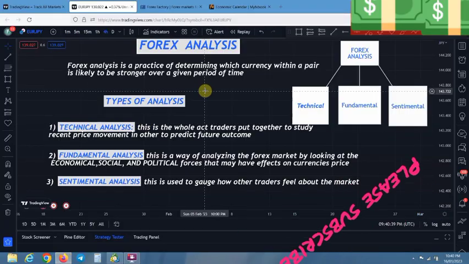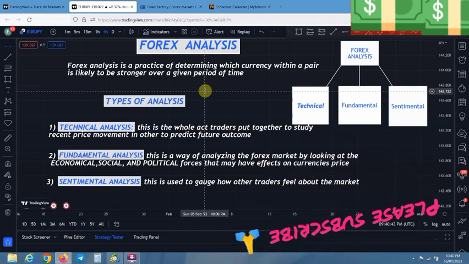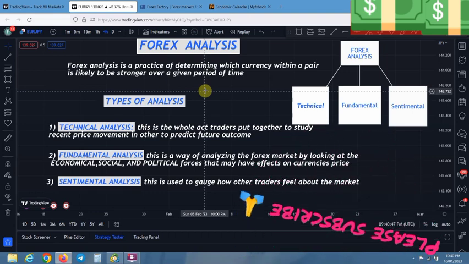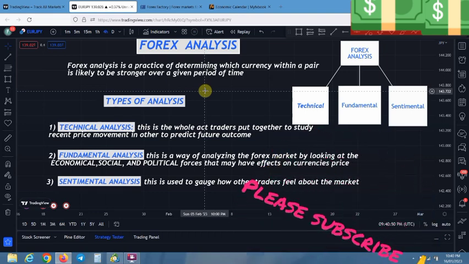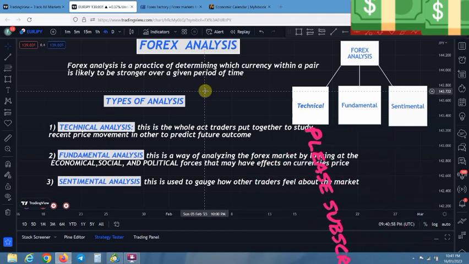All right, so guys, today we'll be discussing forex analysis, right? We'll be discussing how forex traders analyze the market, how different forex traders analyze the forex market to fit their perspective, to fit their trading style, to fit their trading system, all right? So first of all, I would like to talk about forex analysis.